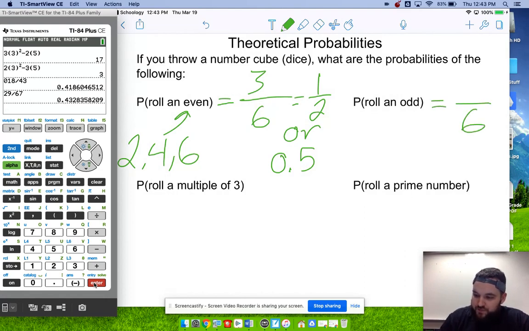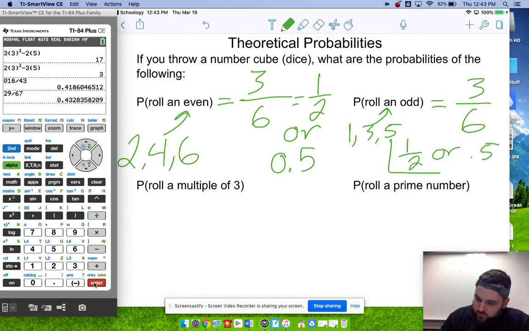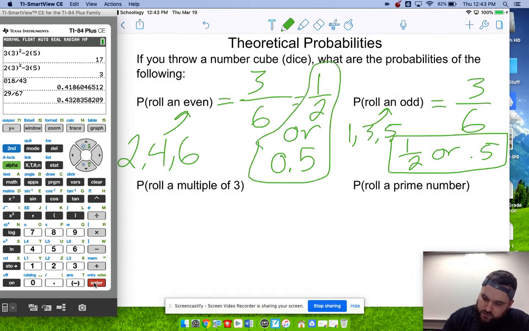What's the probability you roll an odd? Again, we're working out of 6 possibilities. But the odd numbers are 1, 3, and 5 on a die. So that would be 3 out of 6. Again, 1/2 or 0.5. I'm just going to box this and kind of keep it organized.